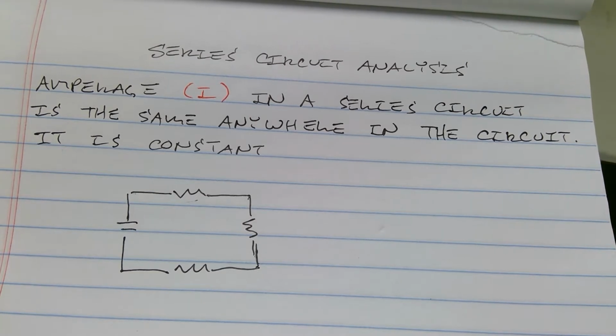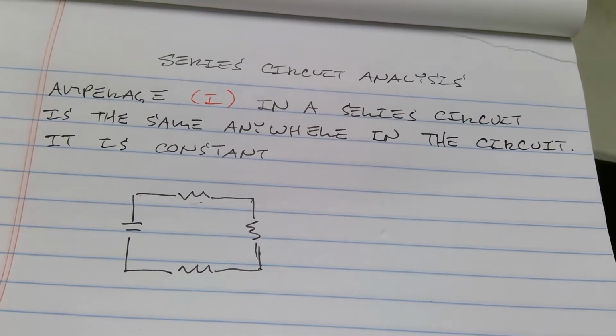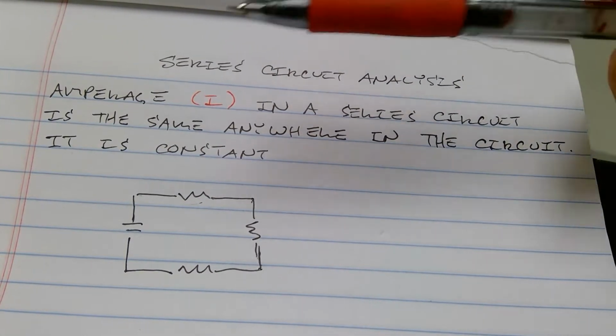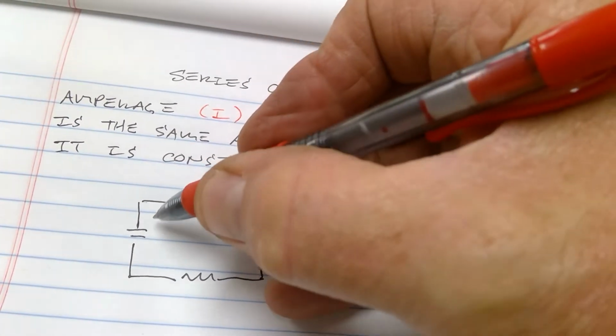All right, let's think about analyzing some series circuits mathematically. So there's some rules we need to know in order to do that. The first one is that amperage in a series circuit is the same everywhere within the circuit.